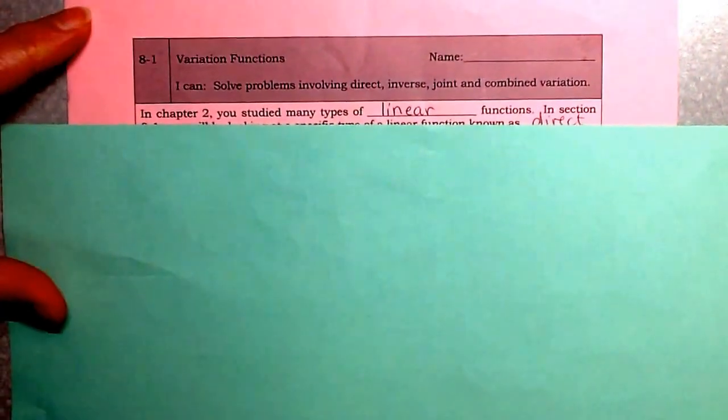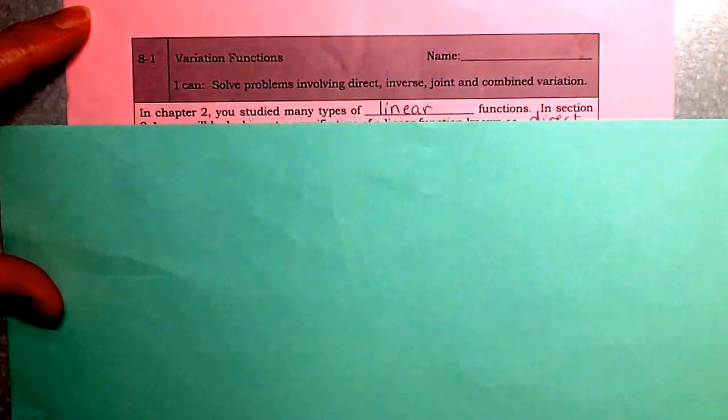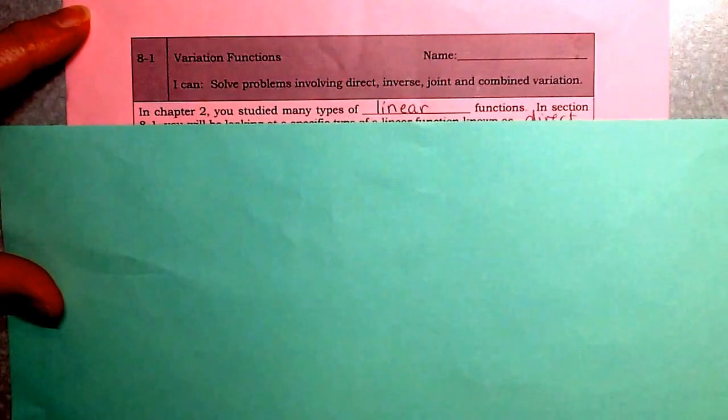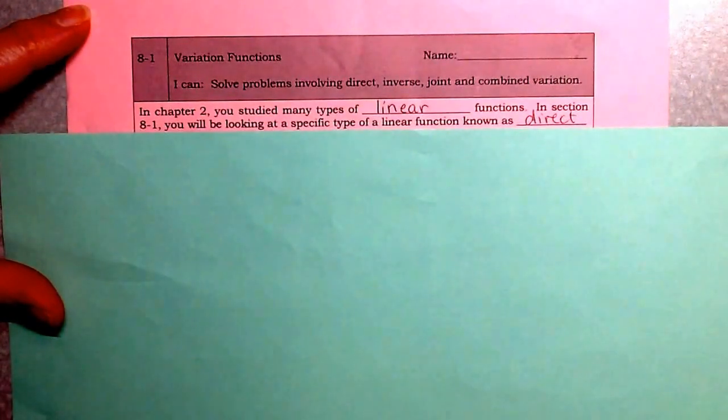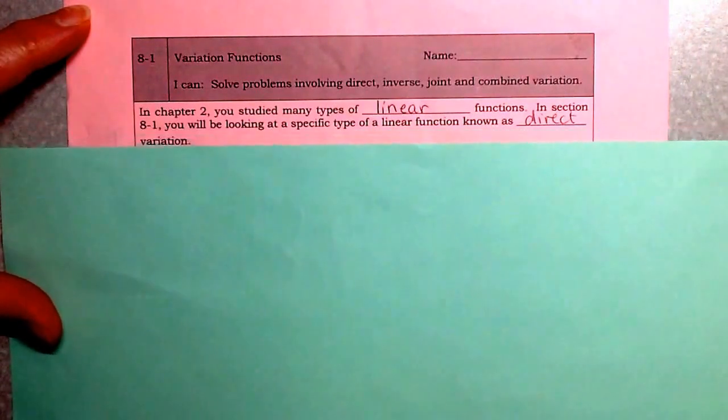Today you're going to solve problems involving direct, inverse, and joint variation problems. So let's just talk about what you did earlier in the year. In Chapter 2 you studied many types of linear functions, and in this section you will be looking at a specific type of linear function known as a direct variation.